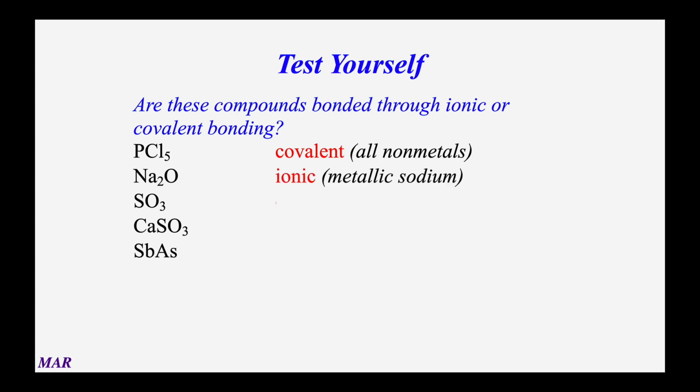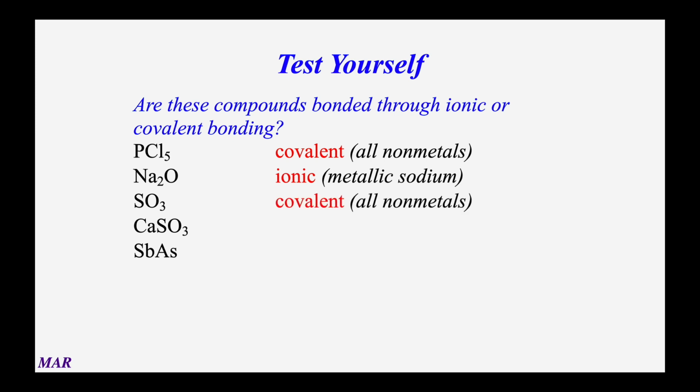That's going to be ionic, and it's because of the metallic sodium that you've got going on. Now, the next one has a sulfur and 3 oxygens. Sulfur and oxygen are both nonmetals, and if you have just nonmetals, that's going to be covalent.